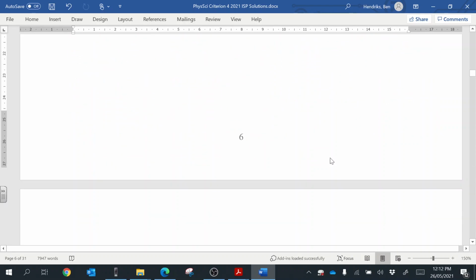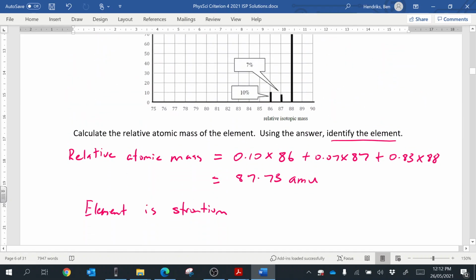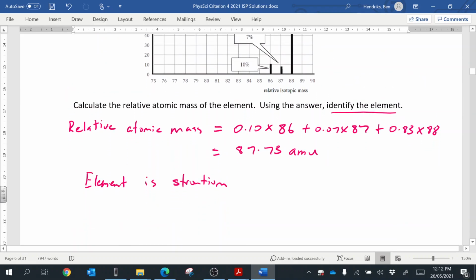So that's one of the useful ways of using mass spectrometry, and we'll leave it there. We'll be looking at formation of ions in the next lecture.